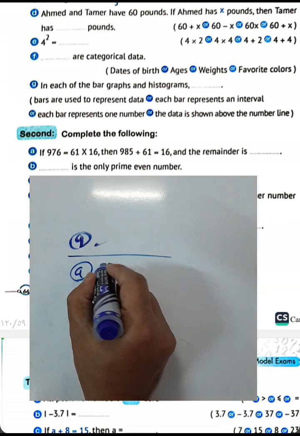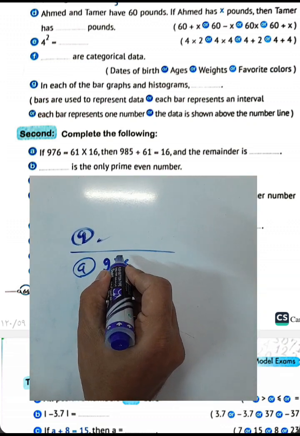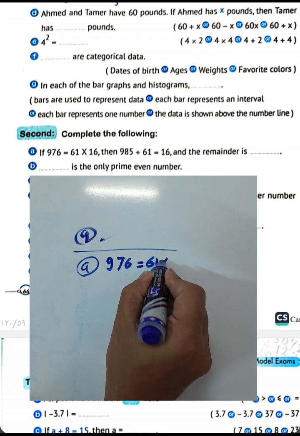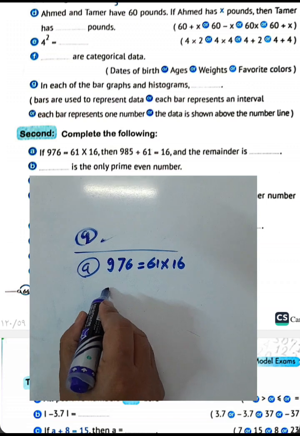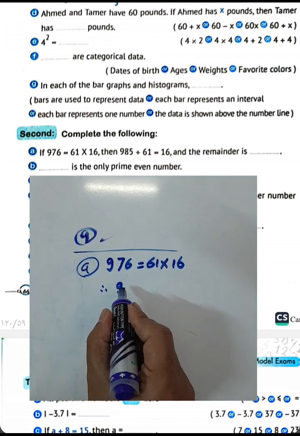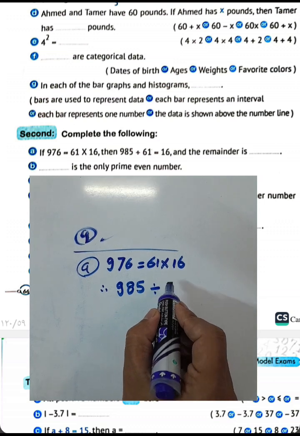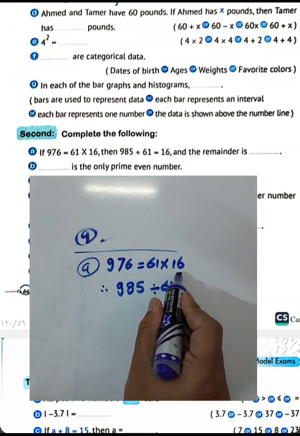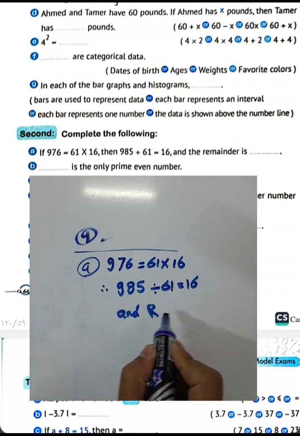If 976 equals 61 times 16, then 985 divided by 61 will be equal to 16, and the remainder will be equal to what?